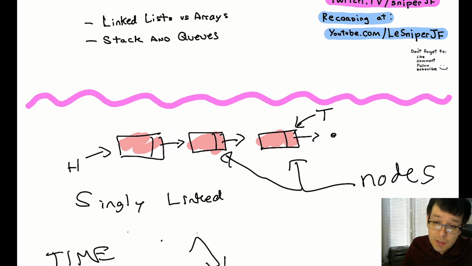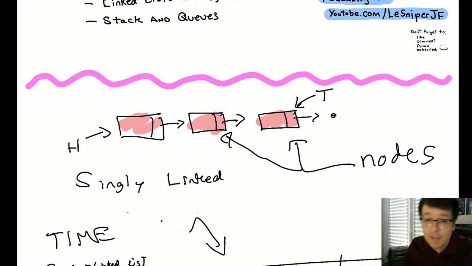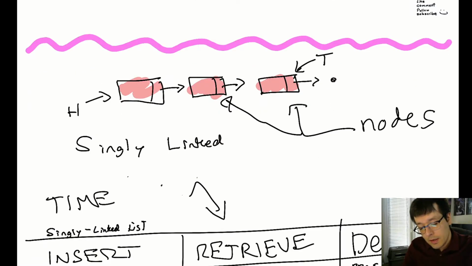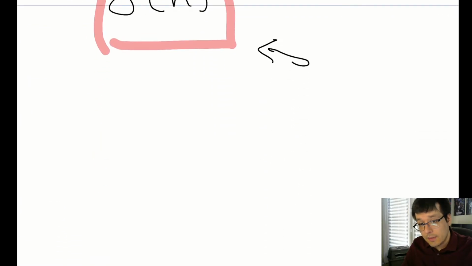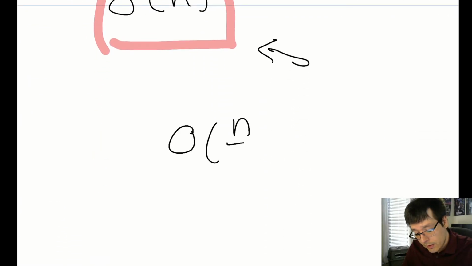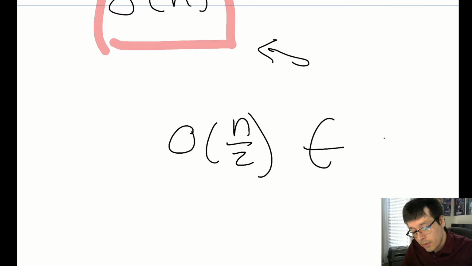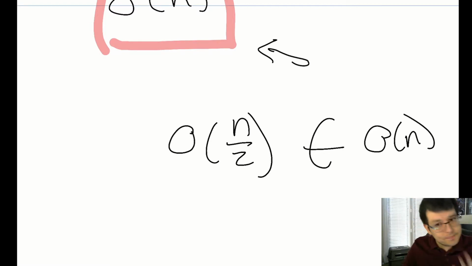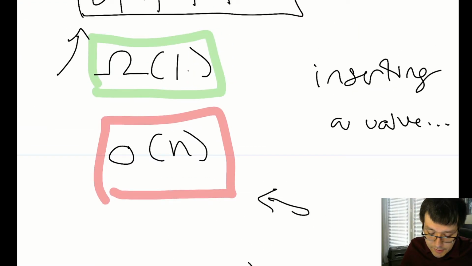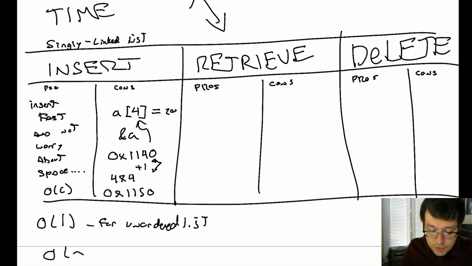Unless, of course, you have a double linked list, in which case the worst case scenario is right in the middle of the thing, which would take the size divided by 2. So that would be an O of n divided by 2, which we know belongs just to O of n. So still the same scenario. Okay? So that's your insertion.